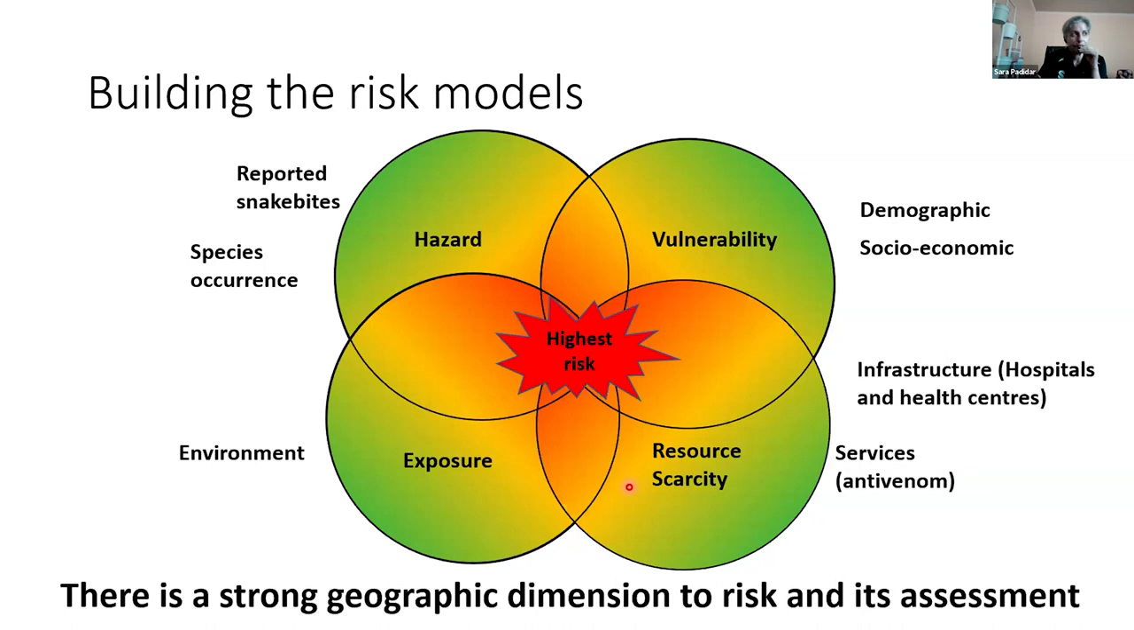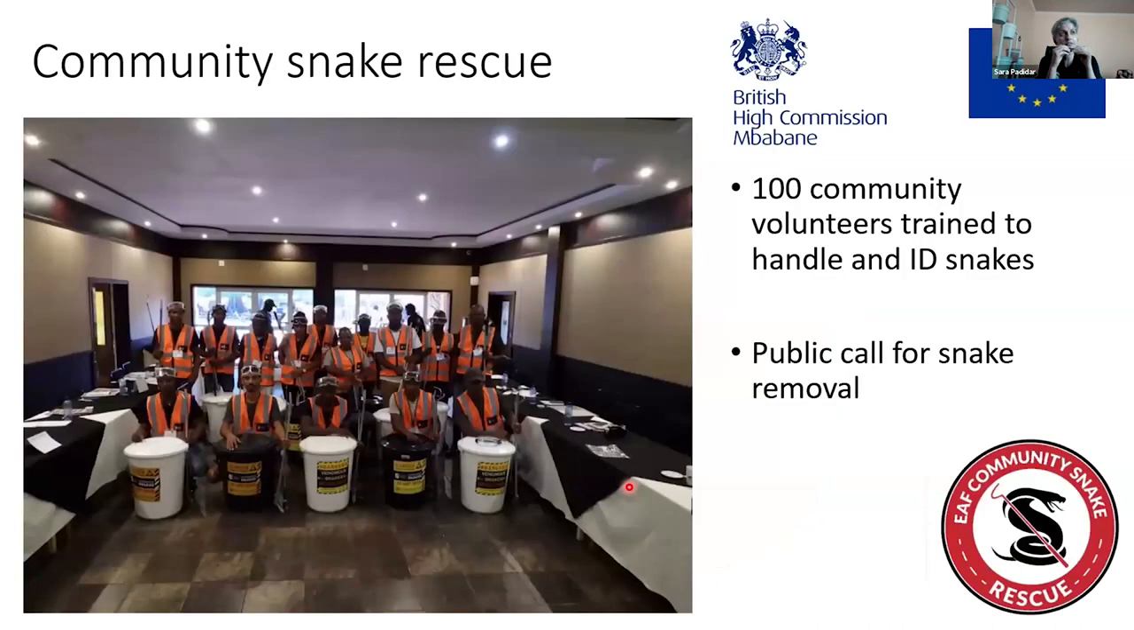So how did we find out where our species are? Well, thanks to funding from the UK High Commission here in Eswatini, together with the EU, we've trained over 100 community snake rescue volunteers that are trained to handle venomous and non-venomous snakes, how to identify them, and how to provide rudimentary first aid. What happens is the public call our snake hotline, and should you have a snake in your home, in your workplace, up a tree, which is where snakes should be, but nevertheless, our snake rescue volunteers are still deployed, then they go and they remove the problematic snake.